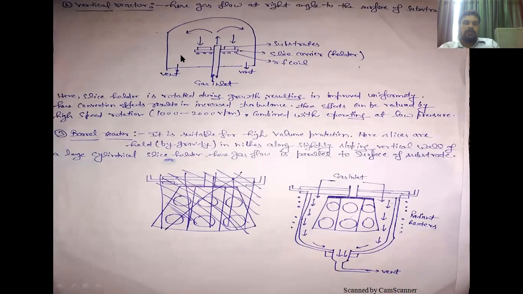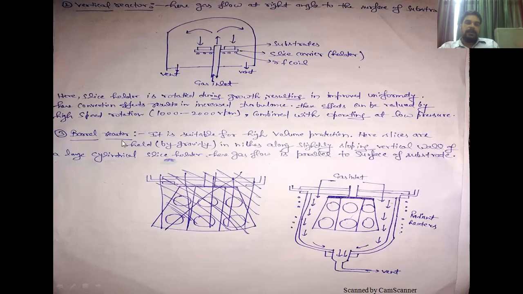Now we need to use venting in this case also. Venting is very important, so as to vent out some undesired gases. So this is your vertical reactor. In the vertical reactor also we use an RF coil in order to heat it.